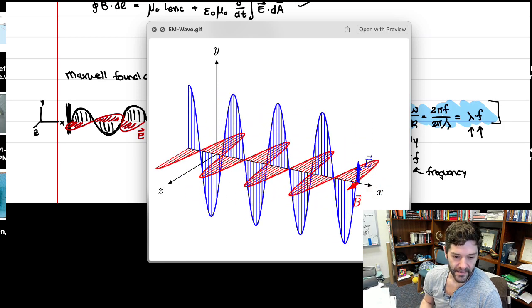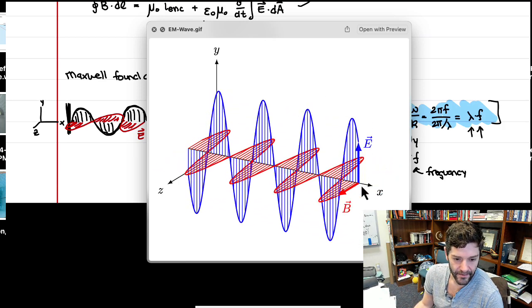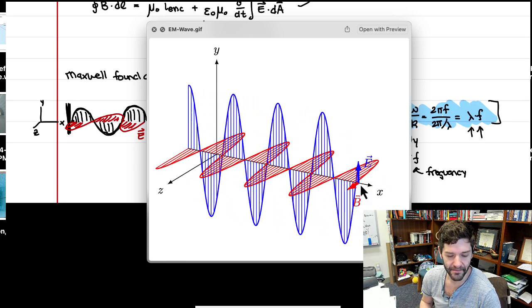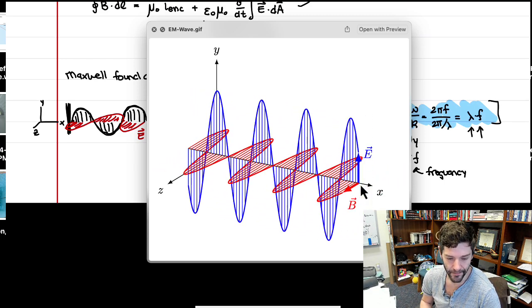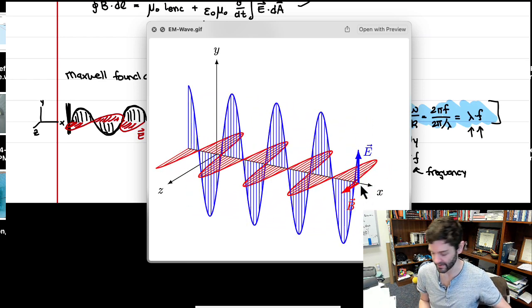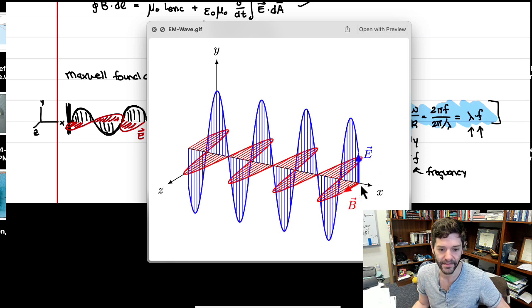And you can notice that if you were to put your eyeball right here where my arrow is, you would notice that the electric and magnetic fields would oscillate back and forth at that point as it moves past your eyeball or past your sensor or whatever it is.